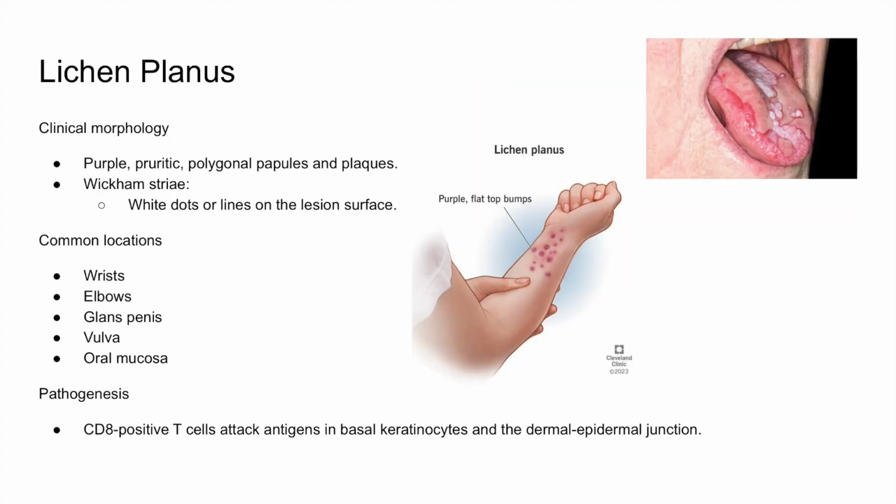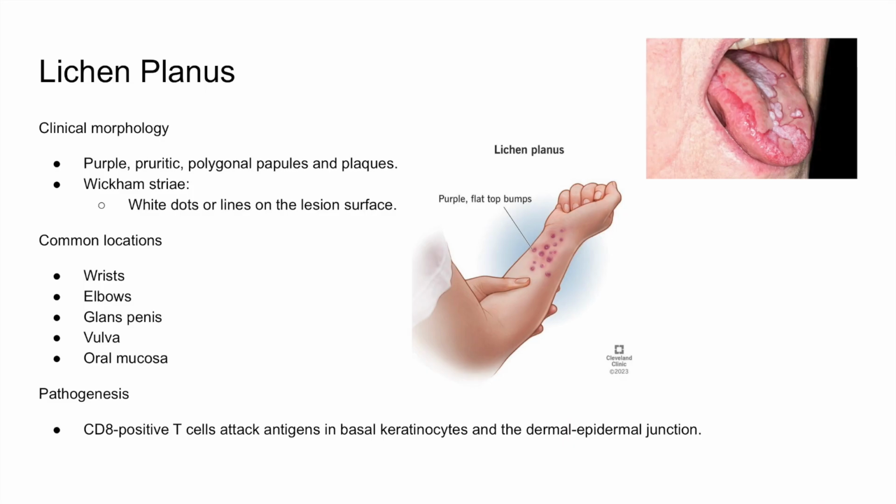So lichen planus is remembered by the classic Ps: pruritic, purple, polygonal, planar, or flat-topped papules and plaques. So lesions commonly involve the flexor wrist, ankles, genital skin, and oral mucosa. Fine white dots or lacy lines on the lesion surface are called Wickham striae. Oral disease may produce a reticular lace-like white pattern, or painful erosions.